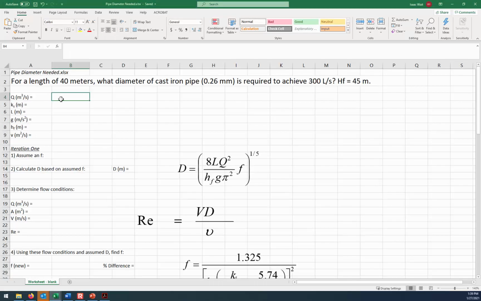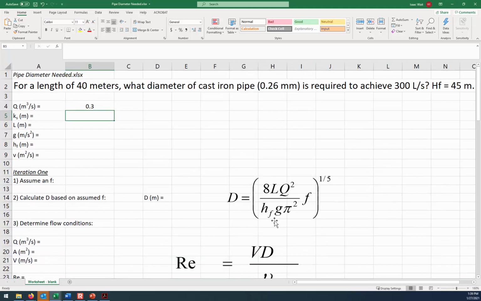Okay, so the flow rate in terms of cubic meters per second is 0.3. So 0.3 cubic meters per second. Let me zoom in a little just to make sure it's big enough. All right. The equivalent sand roughness, here I've got it set up in terms of meters because I'm going to want to have the diameter calculated in meters, so I want to be consistent in units between the two.